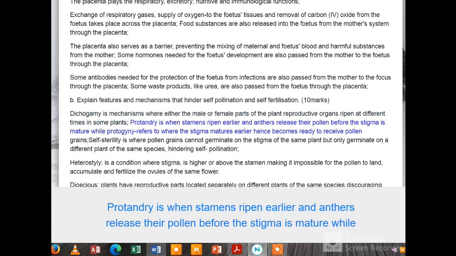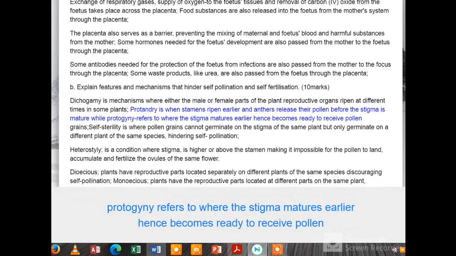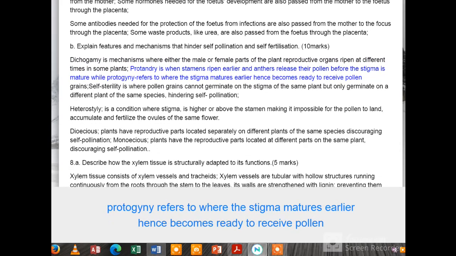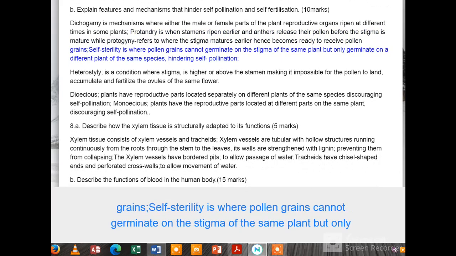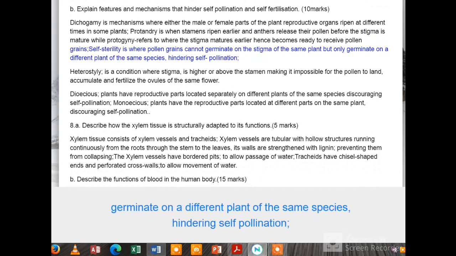Protandry is when stamens ripen earlier and anthers release their pollen before the stigma is mature, while protogyny refers to where the stigma matures earlier, hence becomes ready to receive pollen grains. Self-sterility is where pollen grains cannot germinate on the stigma of the same plant but only germinate on a different plant of the same species, hindering self-pollination.